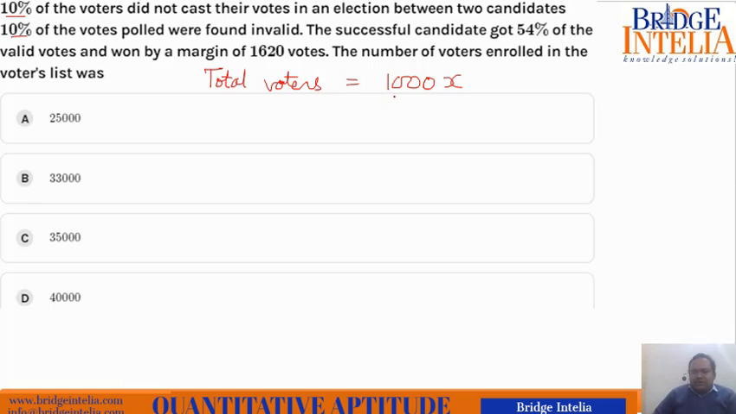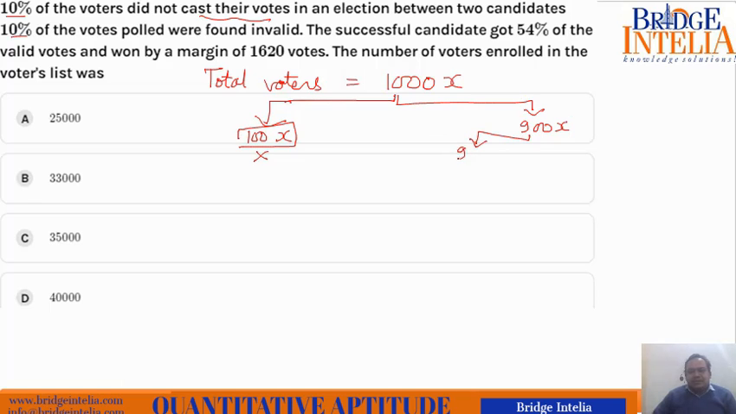So total voters 1000x. Now what has happened? 10% did not cast their vote. So these people did not cast their vote at all. 100x, they have not cast their vote at all. It means 900x people have cast their vote. Out of these 900, 10% of the votes were found invalid. So 90x votes were invalid. So 810x were valid.